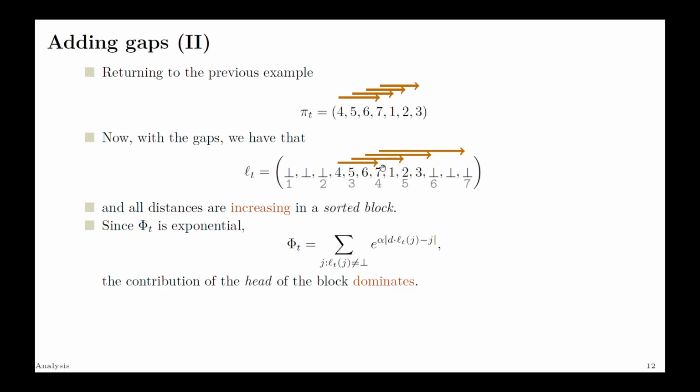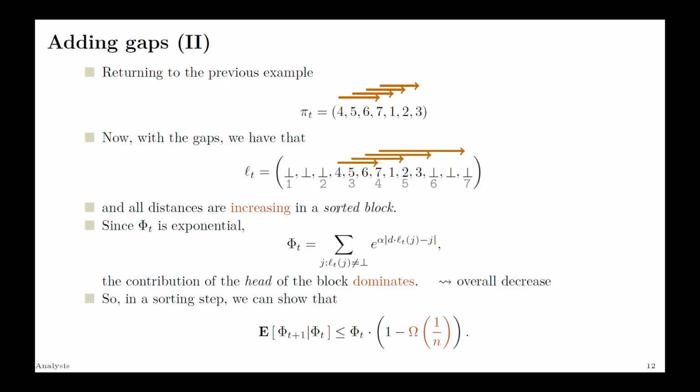And just by using a constant fraction of its decrease, we can introduce decrease terms to each of the elements. This means that we overall get a decrease, and we can prove this drift inequality. So here we have a multiplicative factor of 1 minus 1 over n, so no longer an n squared. And this means that it converges to a sorted sequence in just a quadratic number of steps.